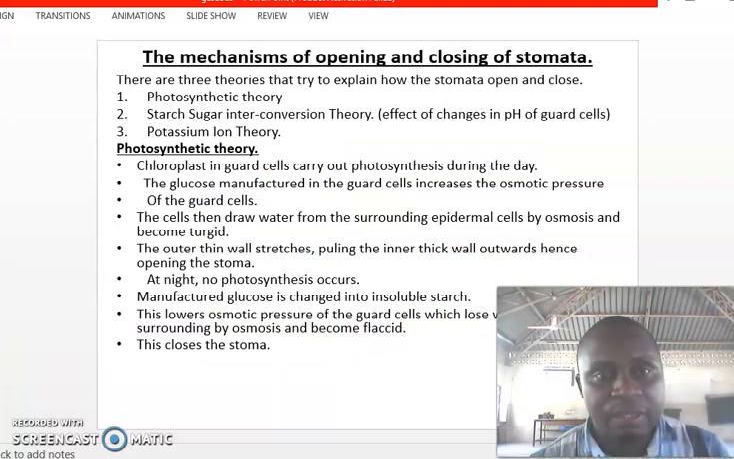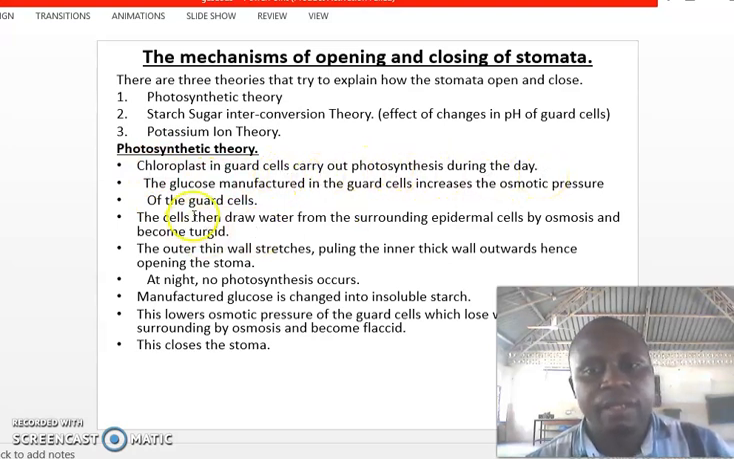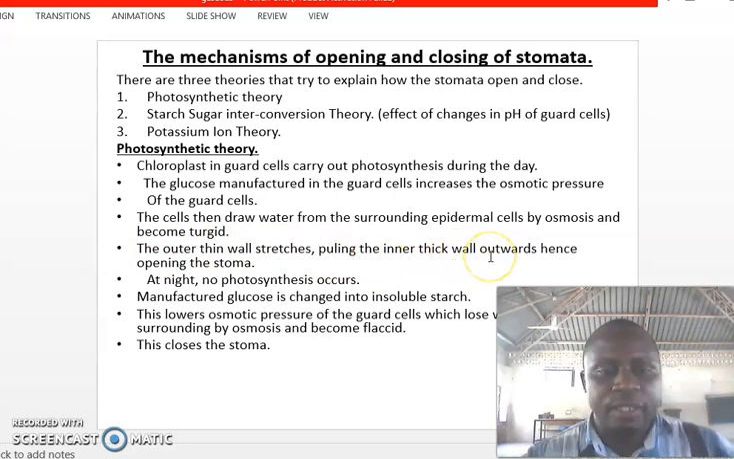It occurs only when there is presence of light, probably during the day. So we have said that chloroplasts in the guard cell carry out photosynthesis during the day. Then the glucose manufactured in the guard cells increases the osmotic pressure of the guard cells. The cells then draw water from the surrounding epidermal cells by osmosis and hence become turgid. The outer thin wall stretches, pulling the inner thick wall outwards, okay?